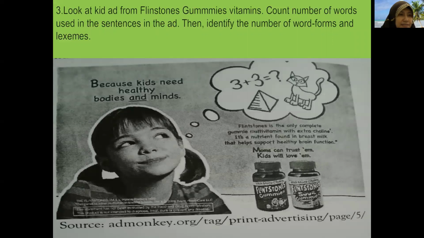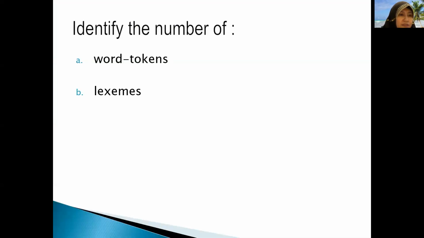And then the next exercise, you can look at the kit advertisement from Flintstone gummies vitamins. So you can count the number of words used in the sentences in the advertisement. Then identify the number of word forms and lexemes. Okay, you can look at the picture. And then you can identify the number of word tokens and the lexemes.